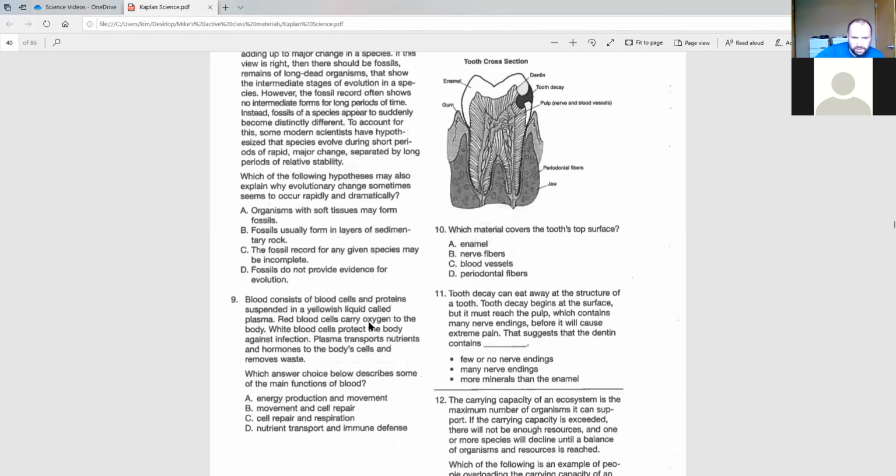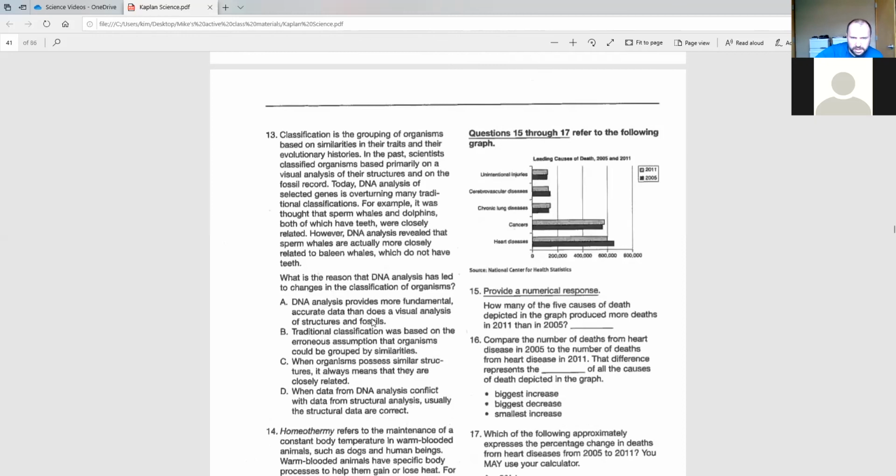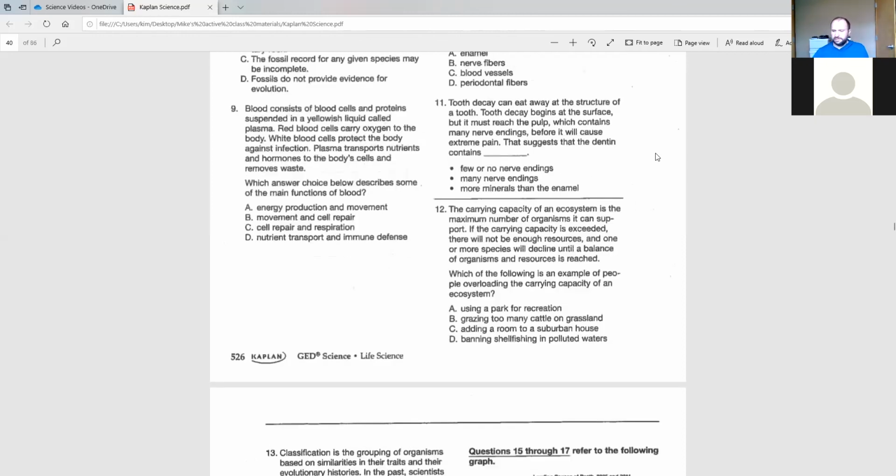Let's do number 12, and then maybe we will call it. So number 12 says, the carrying capacity of an ecosystem is the maximum number of organisms it can support. Okay, so we talked about ecosystems a few days ago, right? The carrying capacity is the total number of organisms or living things that environment can support. If the carrying capacity is exceeded, there will be not enough resources, and one or more species will decline until a balance of organisms and resources is reached.